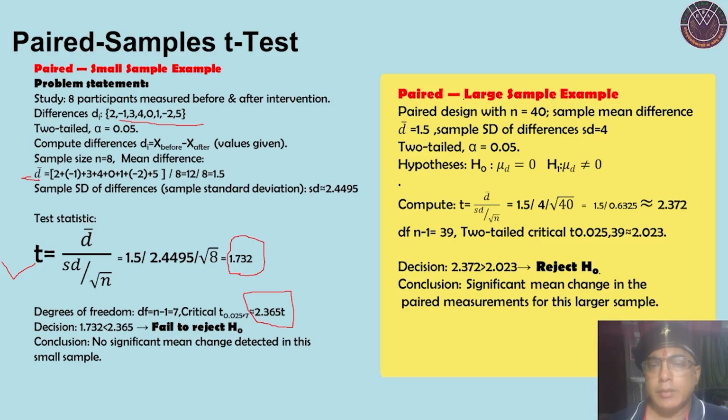Again, if it is a large sample, suppose n is 40, the sample mean difference is 1.5, the mean difference has already been calculated. Standard deviation of the difference is 4, and you put the values in the formula, the same formula you will use. The calculated value is 2.372, the table value is 2.023, 0.05 level for two-tailed test. DF is 39. So the calculated value is more than the table value, so you have to reject the null hypothesis. The conclusion is significant mean change in the paired measurement for this large sample.